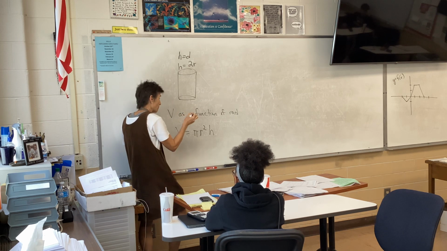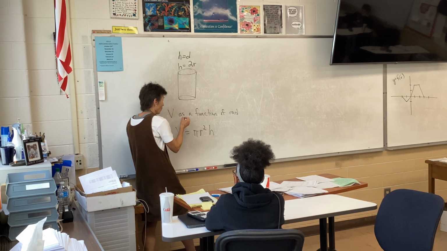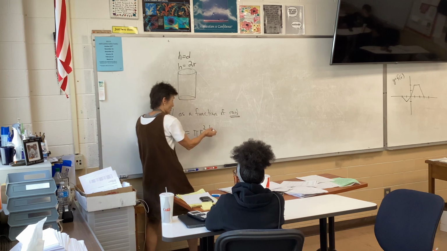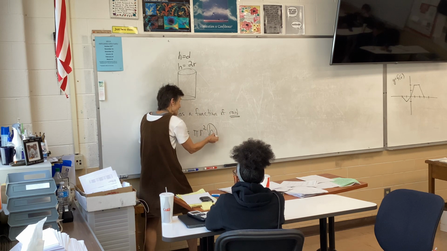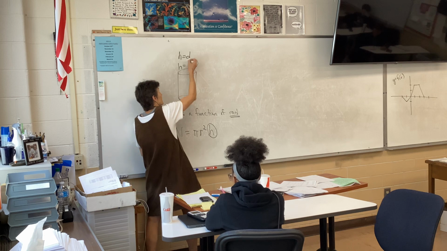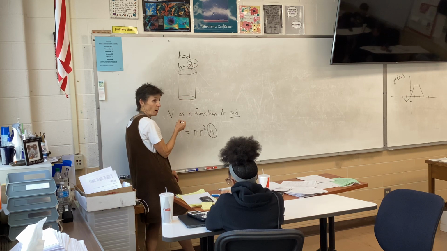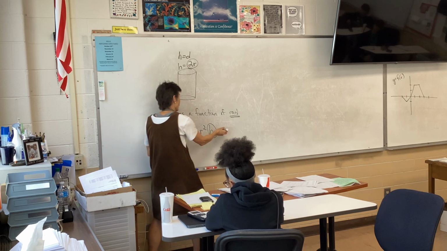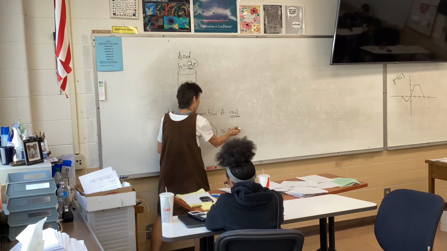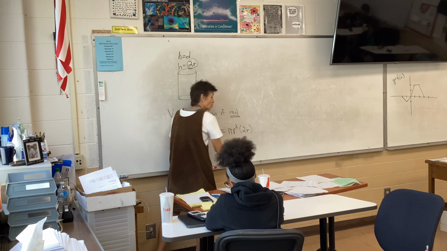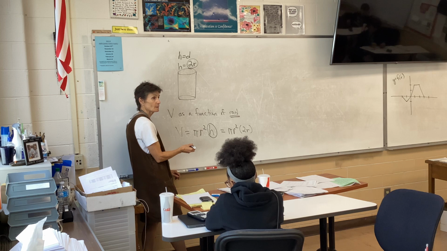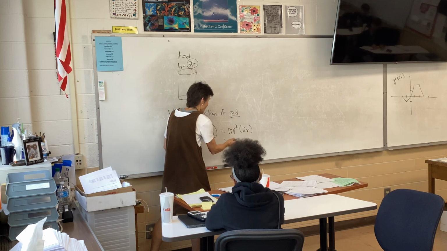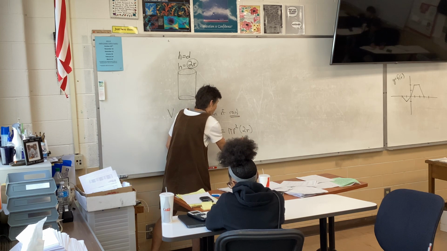So now the problem with this was I was only supposed to have r's. So now I can take this h out and replace it with 2r. So volume is pi r squared times 2r, which simplifies to 2 pi r cubed.